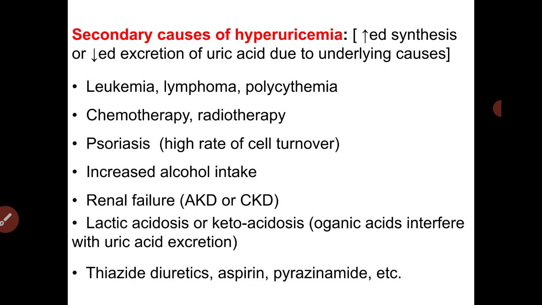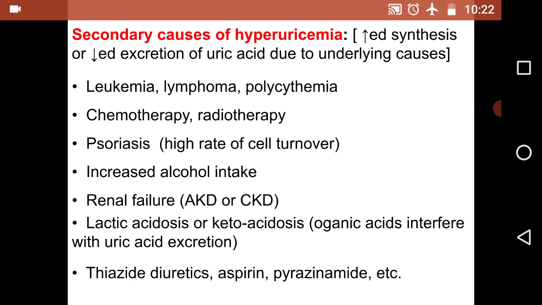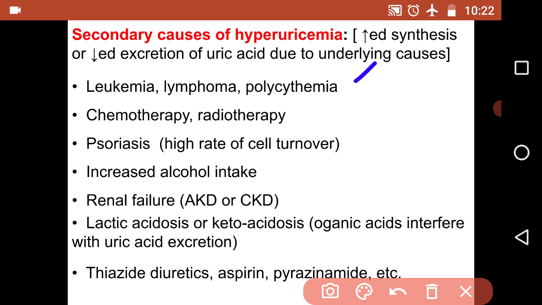So secondary gout is either due to increased production of uric acid or decreased excretion of uric acid in conditions such as leukemia, lymphoma, polycythemia, chemotherapy, radiotherapy, psoriasis. There is increased cell turnover or catabolism, which leads to increased production of uric acid. Whereas in conditions such as increased alcohol intake, renal failure, lactic acidosis and ketoacidosis, there is decreased excretion of uric acid.